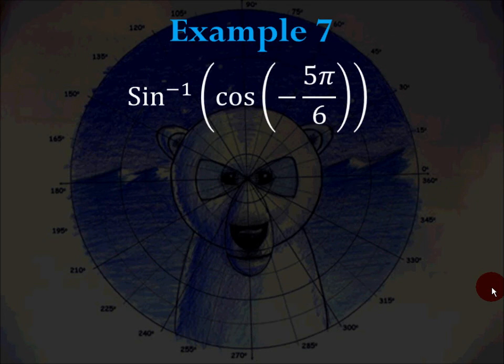Finally, number 7, the inverse sine of the cosine of negative 5 pi over 6. So the first thing you're going to have to do is calculate this by its exact value. Once you get this, take the inverse sine. If you want to go ahead and try this one, you may.